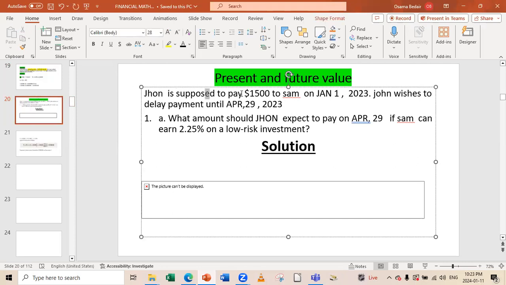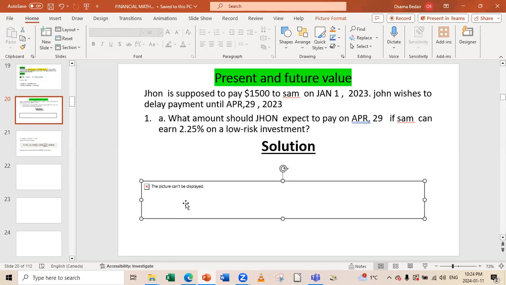John is supposed to pay $1,500 to Sam on Jan 1. John wishes to delay the payment until April 29, in the year 2023. What amount should John expect to pay? So the amount will be the principal plus the interest to pay on April 29, if Sam can earn 2.25% on low-risk investments.